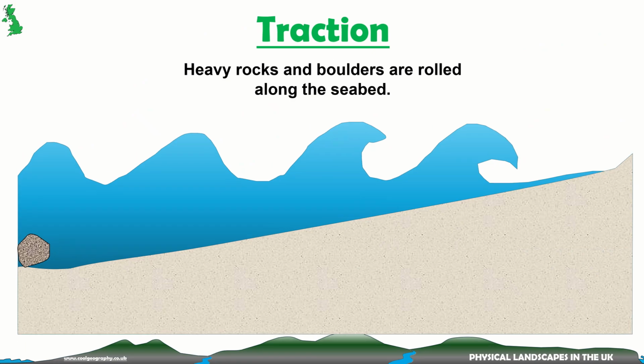The next set of processes are transport processes. This is just where sediment is moved, and these run in order of size. Big heavy rocks and boulders are rolled along the seabed in the process of traction. To remember that word, think of traction like a tractor's wheel.